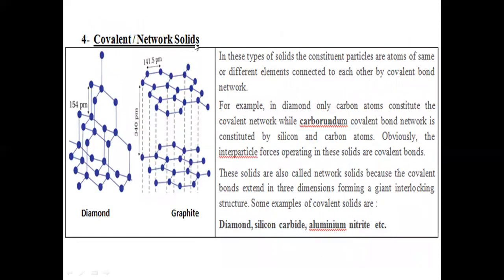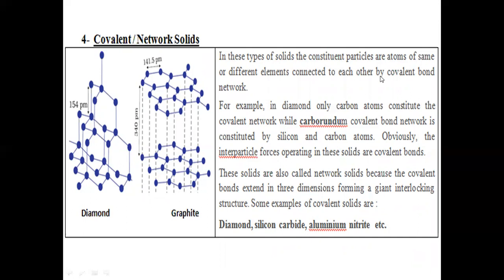Next category is covalent or network solid. Here you can see the picture is the arrangement of the carbon particles in diamond, and here the arrangement of carbon particles in graphite. These are the allotropic forms of carbon, and they form covalent bonds between them. That's why they form covalent bonds, and even they appear as a network. That's why these solids are called covalent or network solids.